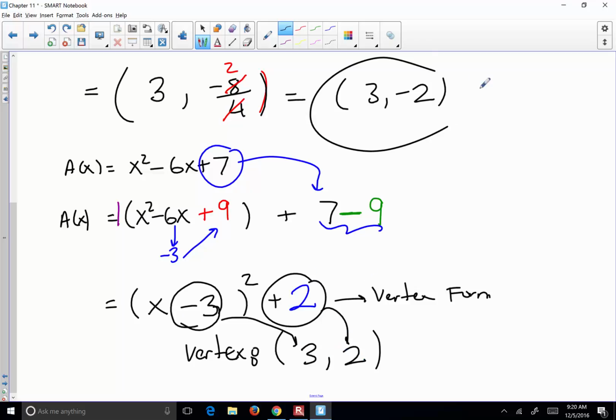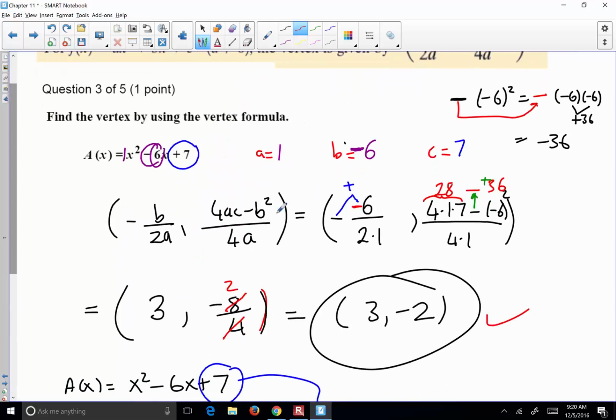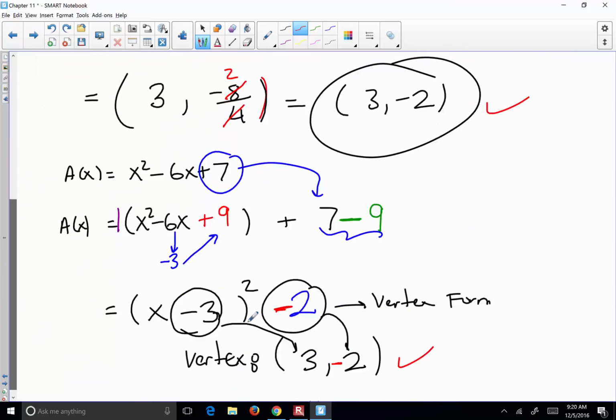Did we get the same result? No, because I made a mistake. Yeah. 7 minus 9 is negative 2. Now we got it. Alright, which form do you like better? This formula or this one?